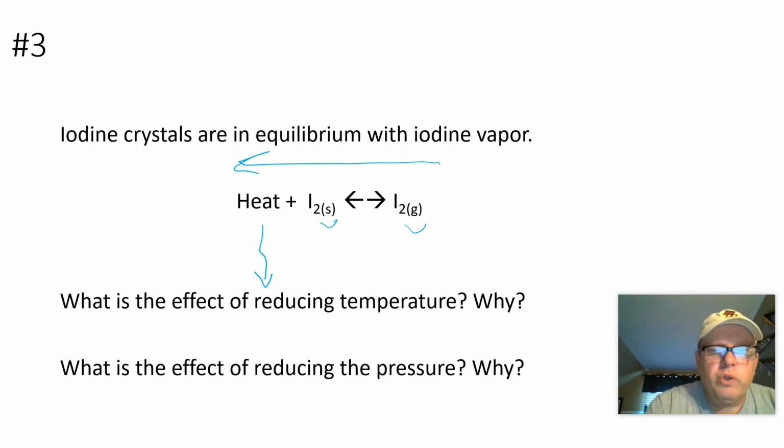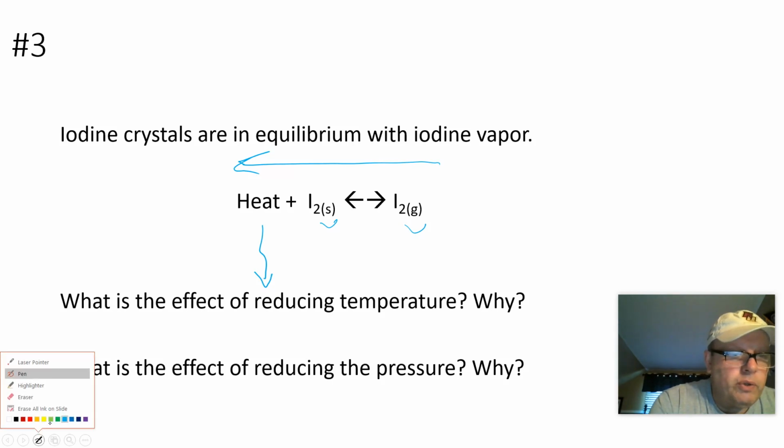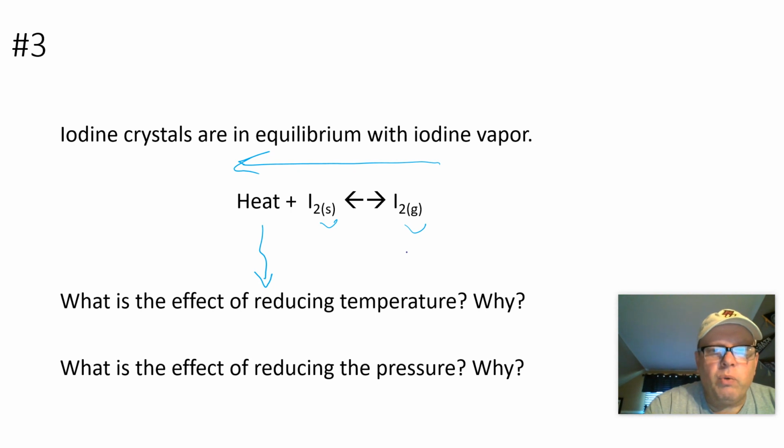Now, if we reduce pressure, because the gas is only on one side, that will be a bit different. So we're going to take our pressure off. That is going to slide things towards the product side as the system tries to retain or restore pressure by producing more gas. So again, we're thinking about directions here.